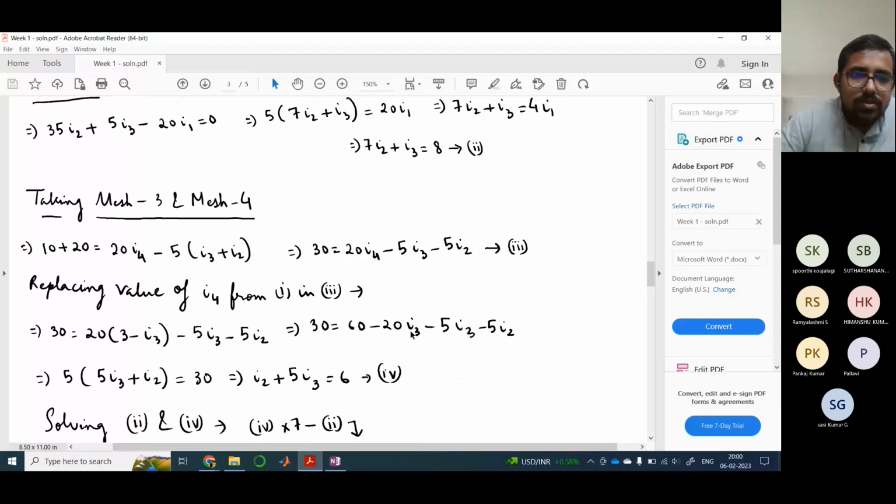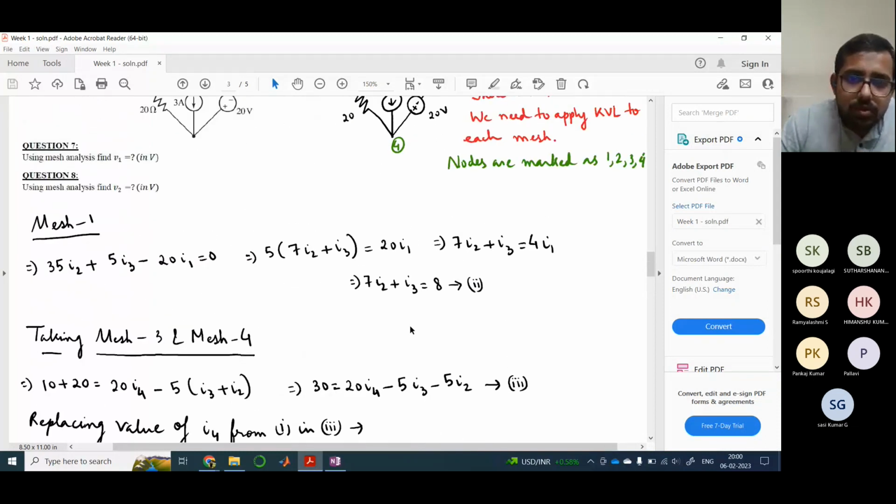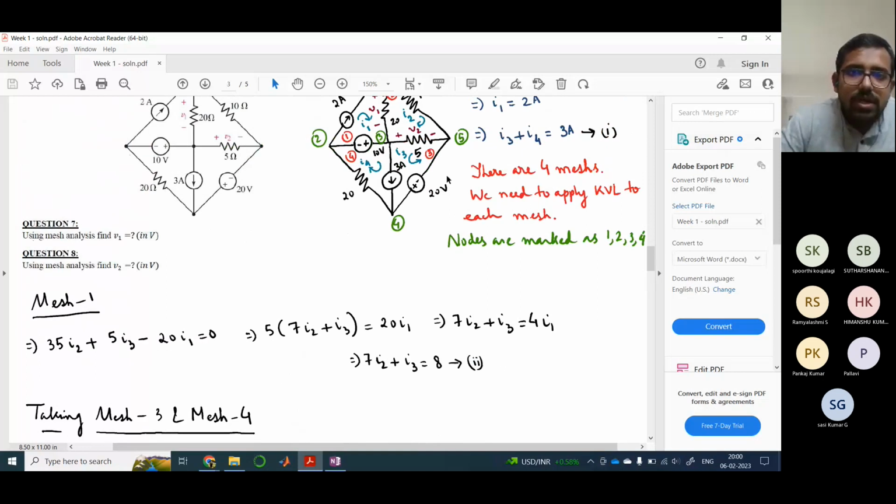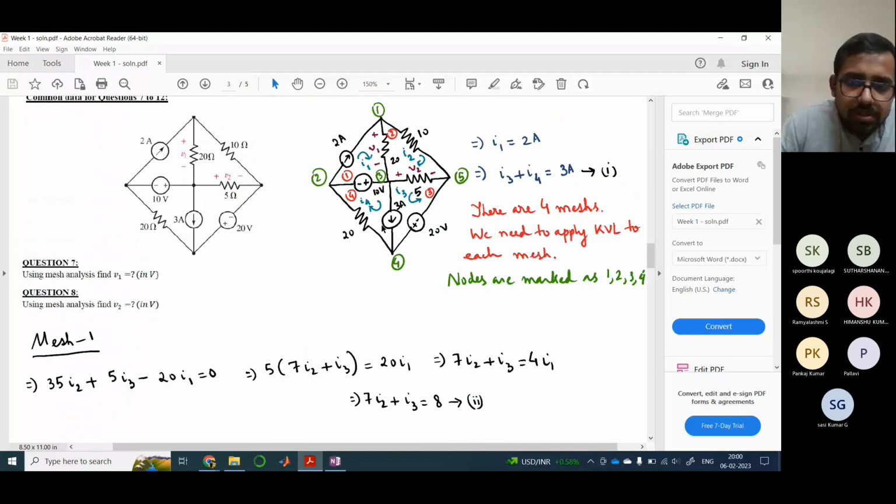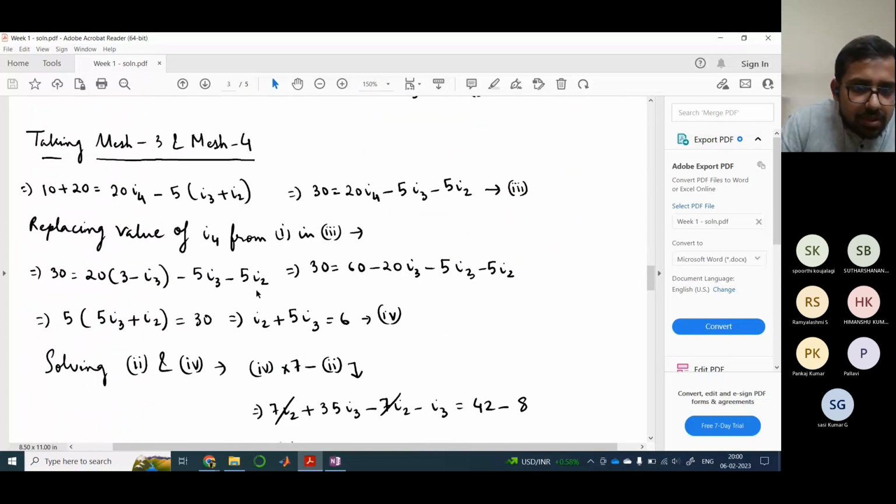So 10 plus 20 would be equal to the voltage across the different resistors. That is what KVL says, right? So this would be nothing but the voltage drop across the different resistors. What resistances do we have? We have two resistances, a 20 ohm resistor and a 5 ohm resistor. I have written here this 20 ohm resistor, and if we take 5 common, we have this 5 ohm resistor.